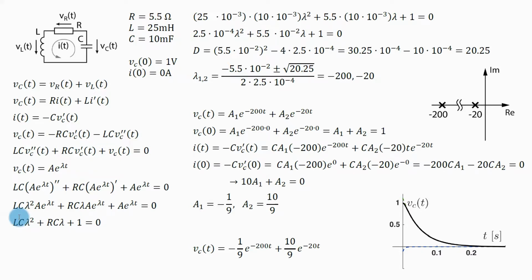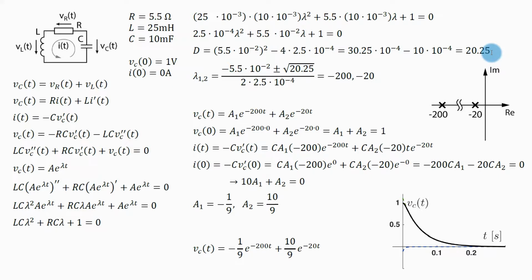circuit is the same. Now I will take these values and I will substitute them into my characteristic equation. I will get this, which is again almost the same as before, except now for the resistance I have substituted 5.5. When I crunch these numbers, I will get this characteristic equation. Now to find the roots of this characteristic equation, I need to find the discriminant, and when I crunch all those formulas, I will get that the discriminant is 20.25.